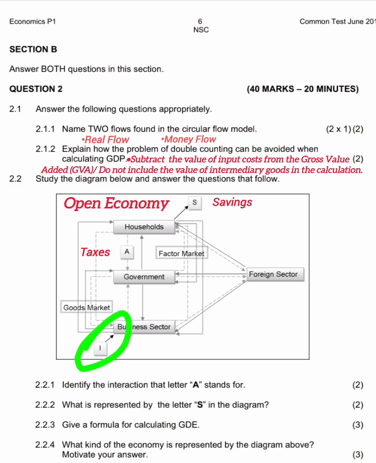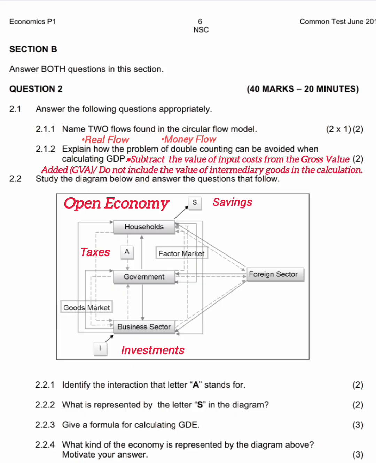Letter I is pointing at businesses. What do we know about the firms? The firms are investors. The firms make investments. So this I stands for the investments. So investments are under what? Injections. So let's answer the questions that follow.